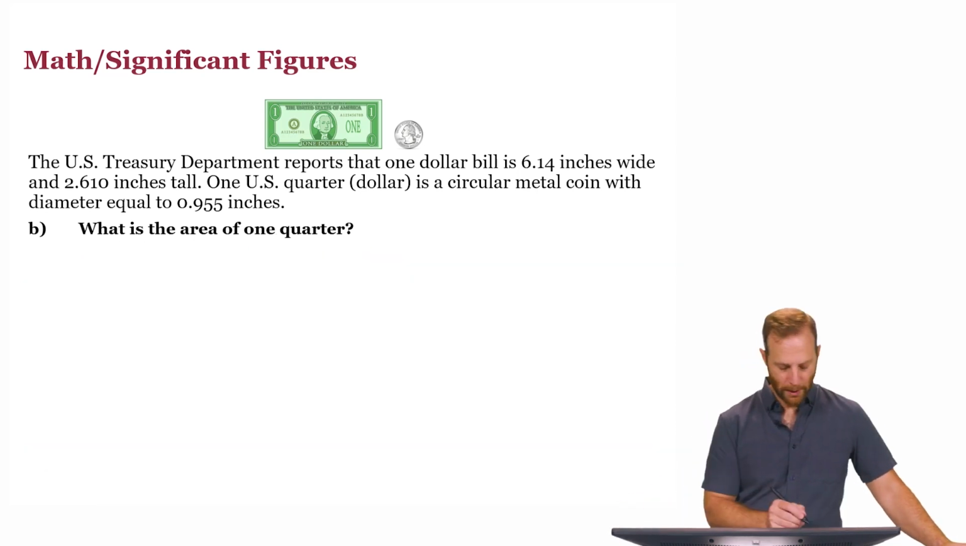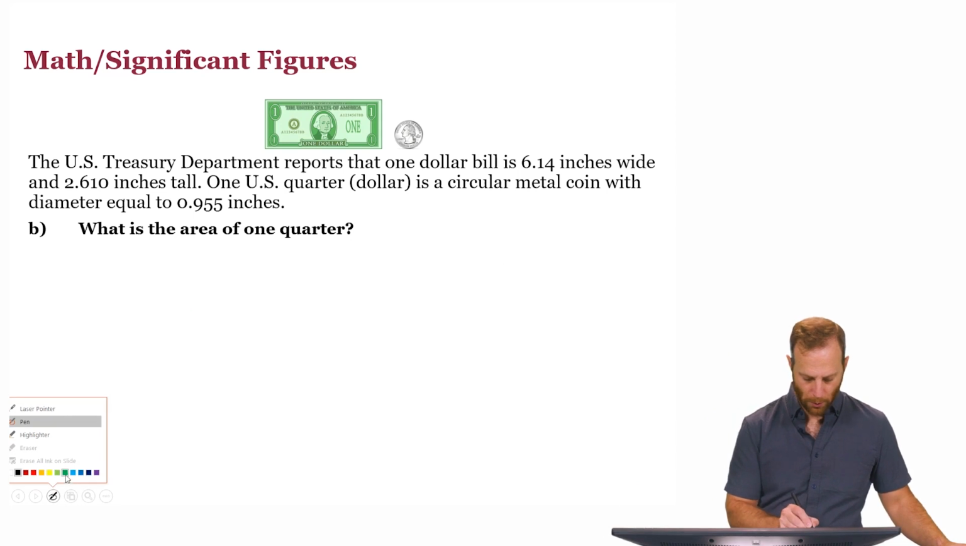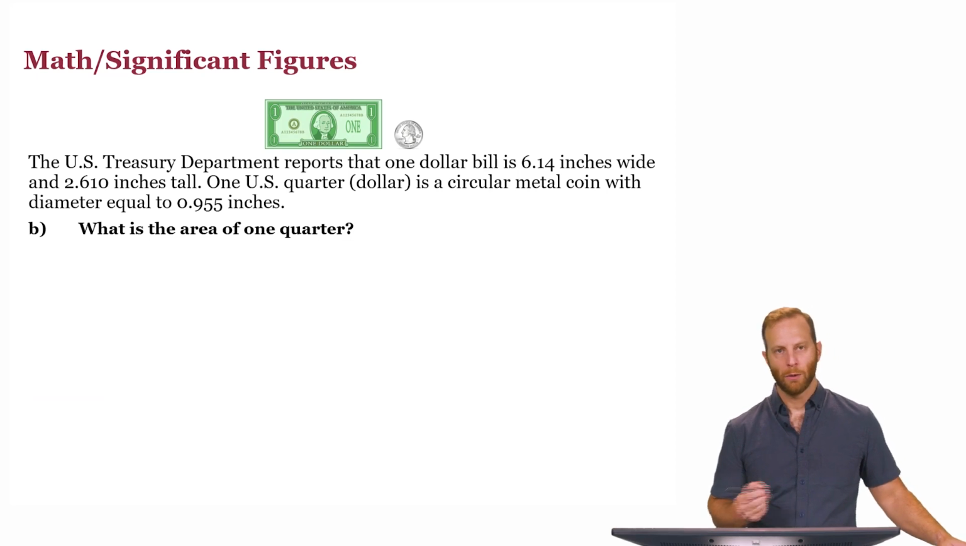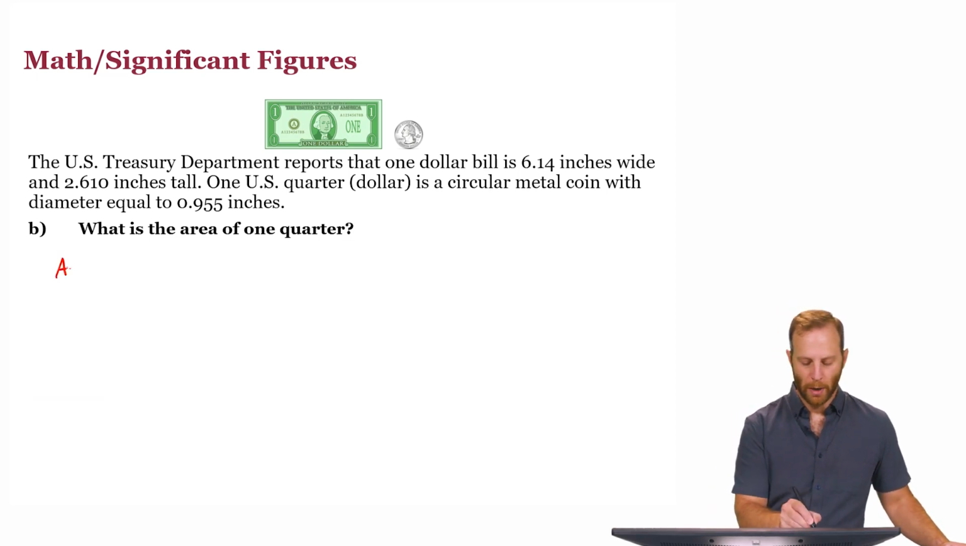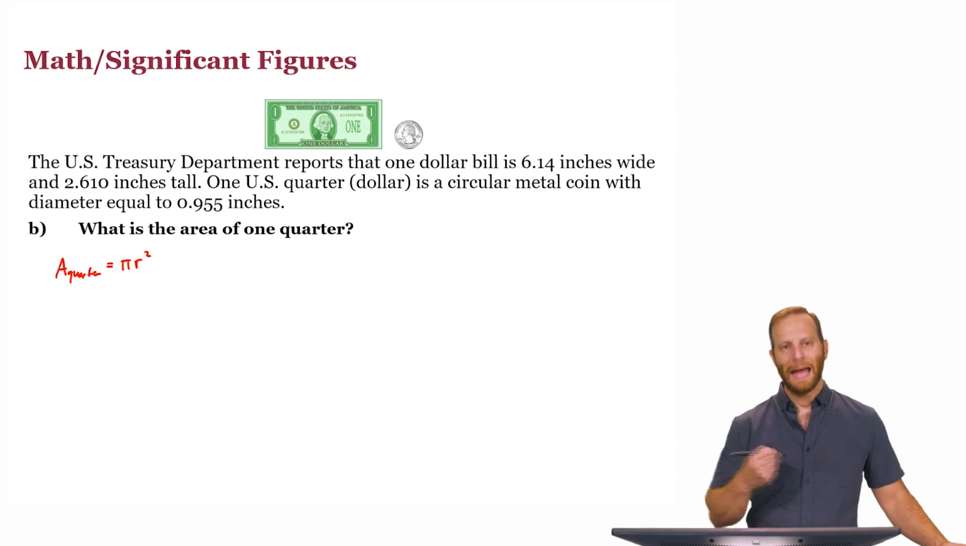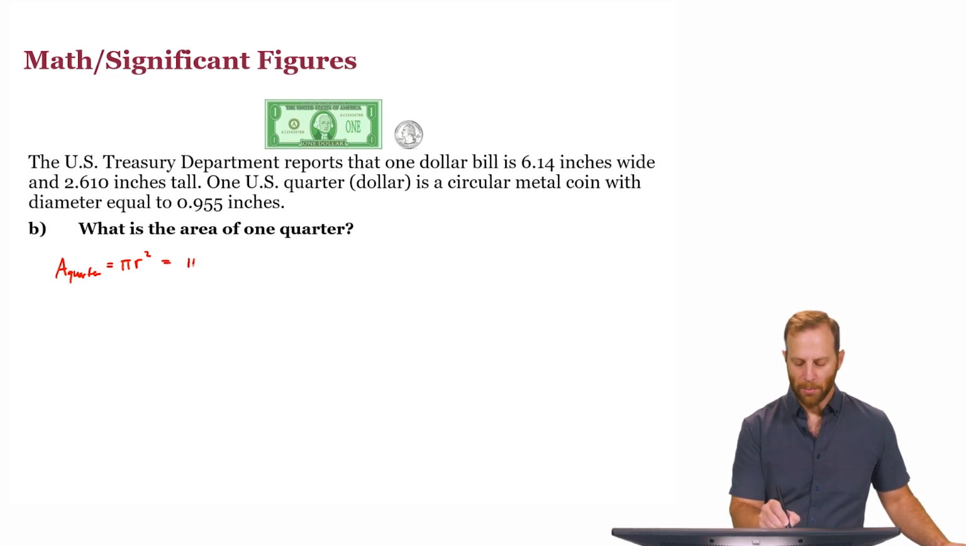That said, we can now compute the area of a quarter. Let's do that in red. Keep in mind that a quarter is basically a circle, and so when I write the area of the quarter, I need to use the formula pi r squared. As I work through this computation, I've got pi, which is a number that can be calculated to any desired accuracy. The radius is half the diameter, so I would put here 0.955 inches divided by 2, and I will square that quantity.